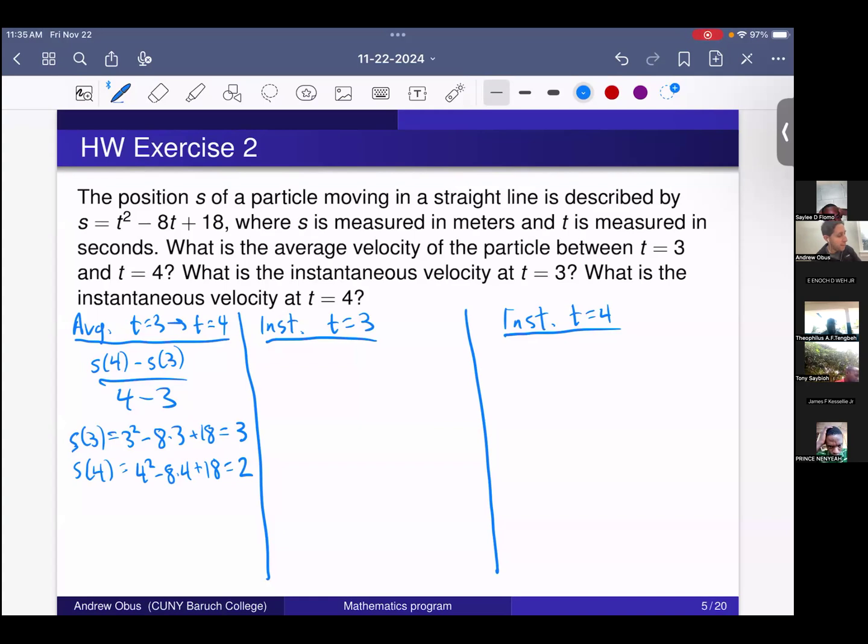And so what we have is that S of 4 minus S of 3 divided by 4 minus 3 is just going to be 2 minus 3 over 4 minus 3. And this simplifies to -1. Right, so that means that the particle's moving -1 meters per second backwards. And really, since I gave units, we should write a unit. It's -1 meters per second.